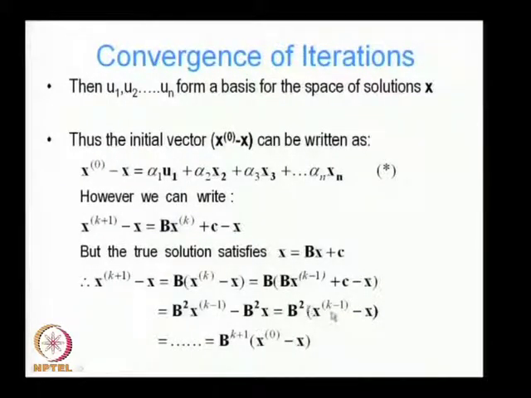And again, if I replace x^(k-1) by B times x^(k-2) plus c, I can do this operation again, and eventually I am going to get B^(k+1)(x0 minus x). By performing this repeatedly, every time I reduce this k by 1, but I add a power to this B, and eventually I am going to get B to the power k plus 1 times (x0 minus x).